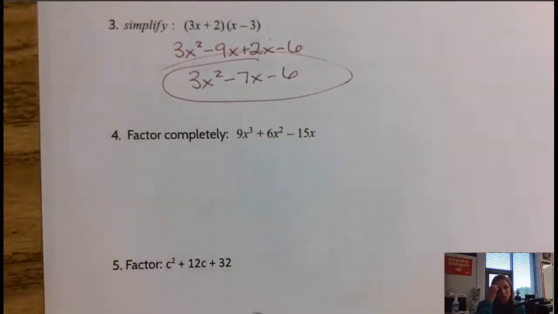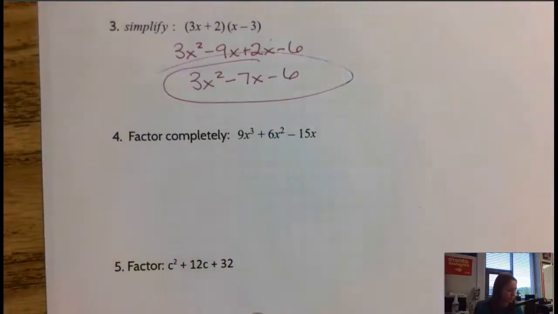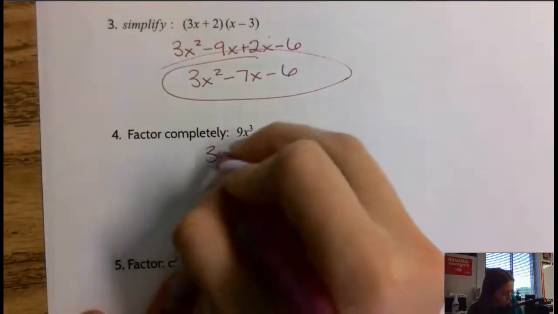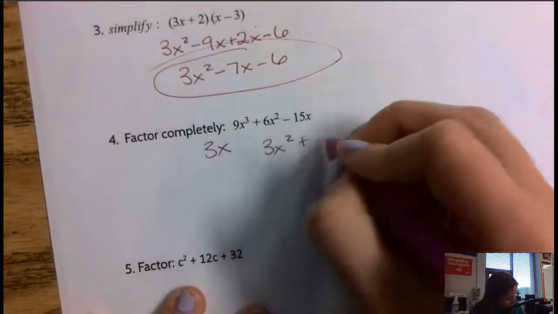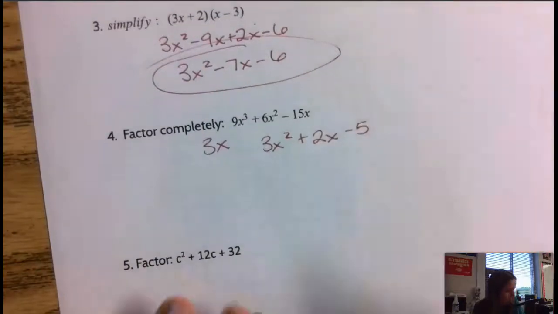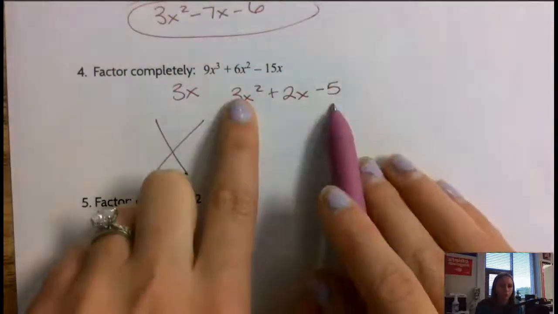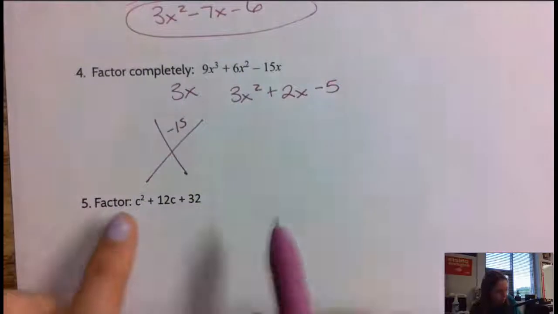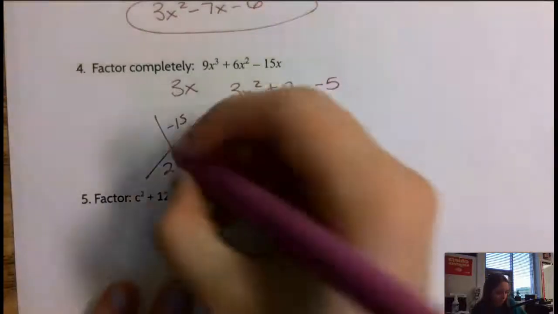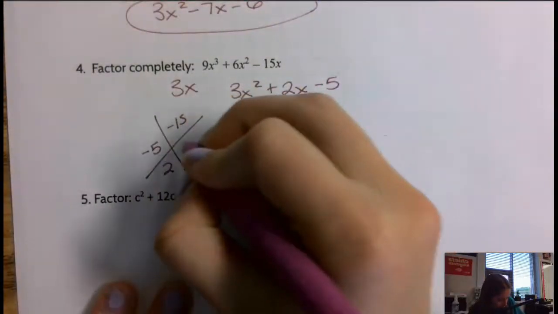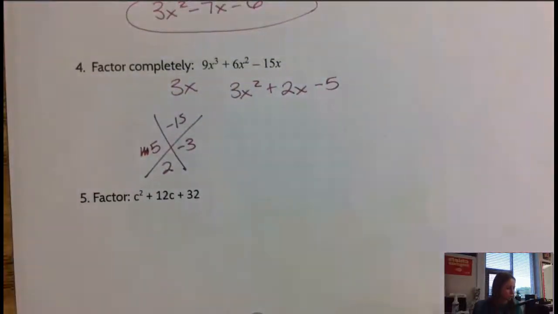Next, we're going to factor completely. So whenever you're factoring anything, is there a greatest common factor I can take out? Yes, I can take a 3x out. Alright, so we'd be left with 3x squared plus 2x minus 5. So you're going to do the AC method. So multiply the first two, -15. Bottom is 2. And so list off your factors, and you end up getting +5 and a -3.